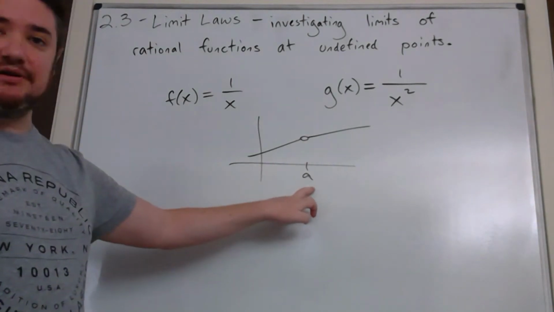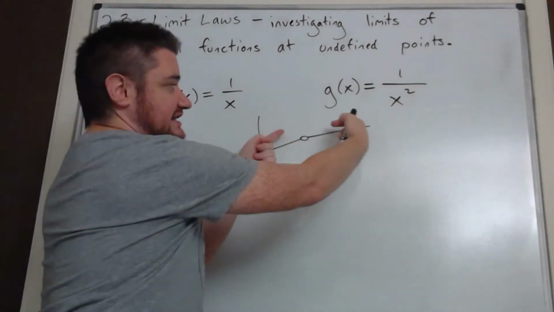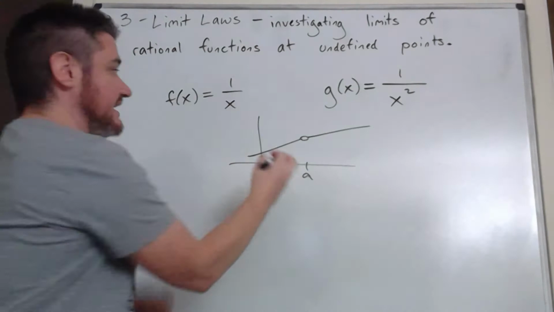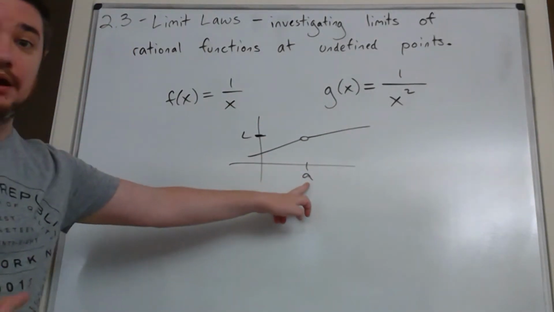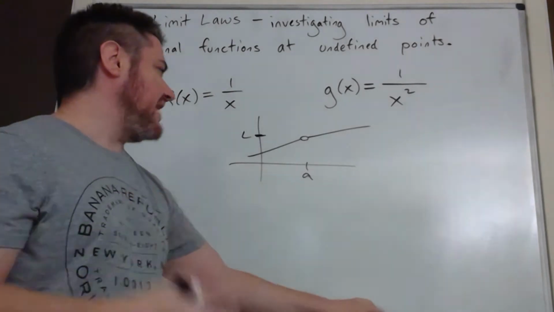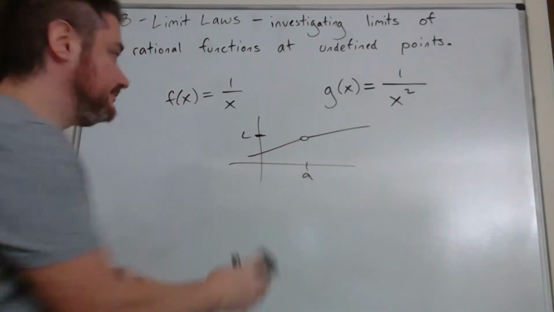In that case, the limit is still going to exist if these two sides match up, right? Because if they're going to the same spot, then you've got the limit at that height, even though the function value f of a itself doesn't exist. So that's okay. So we might have a hole.